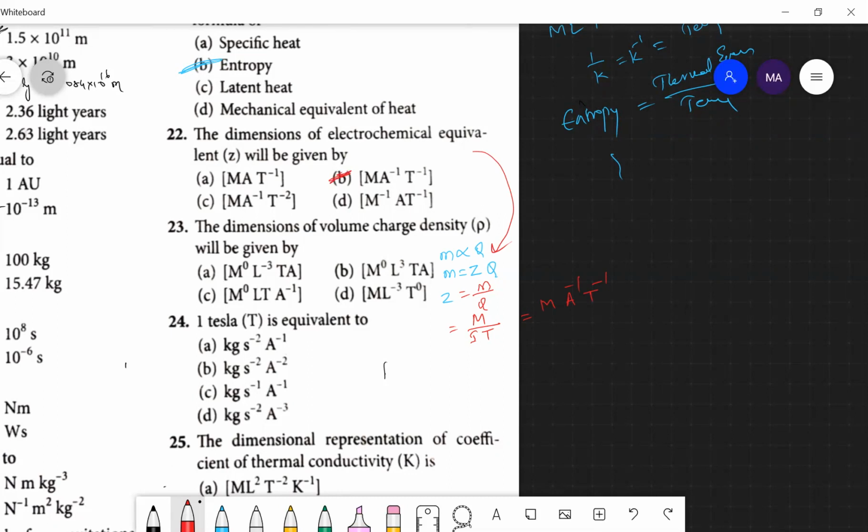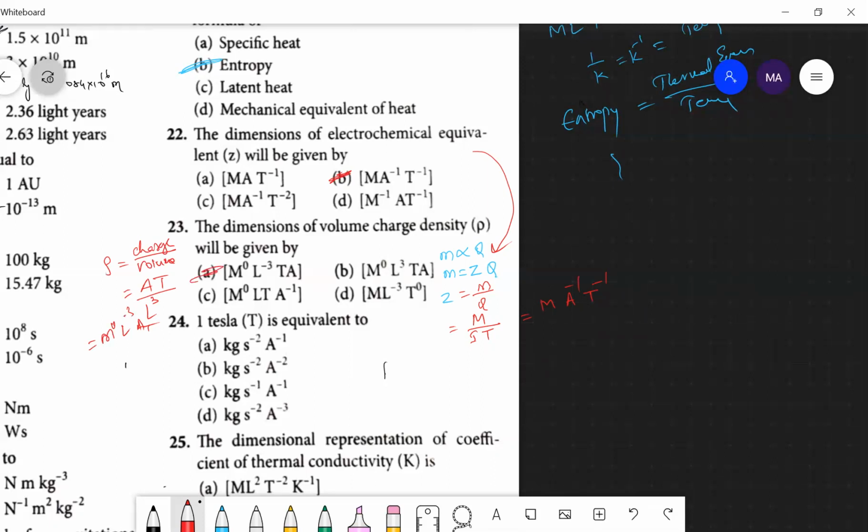23. The dimensions of volume charge density. Volume charge density means rho is equal to charge by volume. I can write charge by volume. So charge is measured in A into T. Volume is written as L cube. So that will be equal to M0 L to the power of minus 3 and A into T. So M0 L to the power of minus 3 A into T. So A option will be the answer.